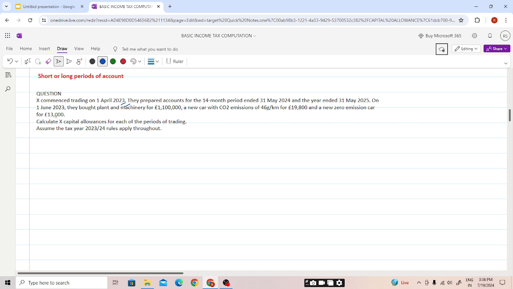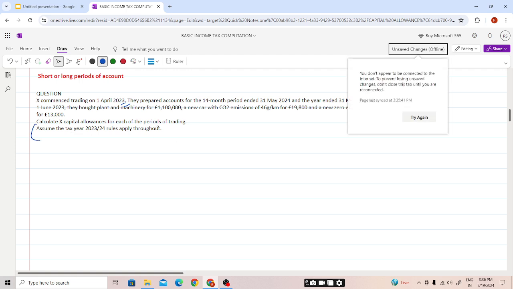On 1st June 2023, they bought plant and machinery for 1,100,000, a new car with CO2 emission of 46 grams per kilometer for 19,800 pounds, and a new zero emission car for 13,000. Calculate the capital allowance for each period of trading, assuming that the tax year 23-24 rules apply throughout.